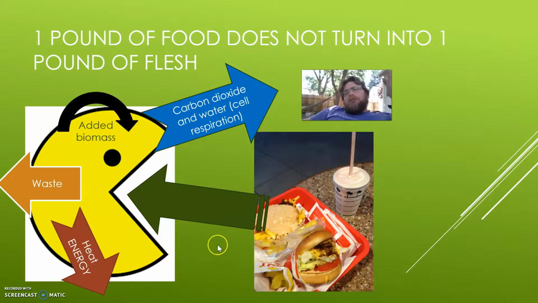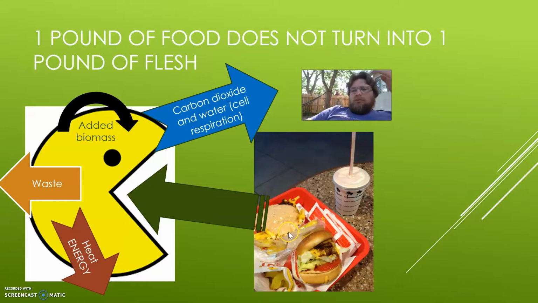If I go to In-N-Out, you stand in line at In-N-Out for an hour, and you finally get your double-double, you get your animal-style fries, you get your milkshake, you get all the goodies, you have a great meal, and say it weighs a total of 1 pound. Okay, you will not immediately gain 1 pound the next day. 1 pound of mass of food does not immediately transfer into 1 pound of you. A lot of that mass is lost. One, it's lost as waste. You poop it out, you pee it out.